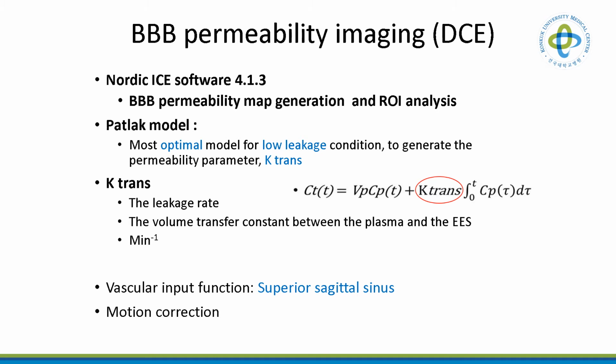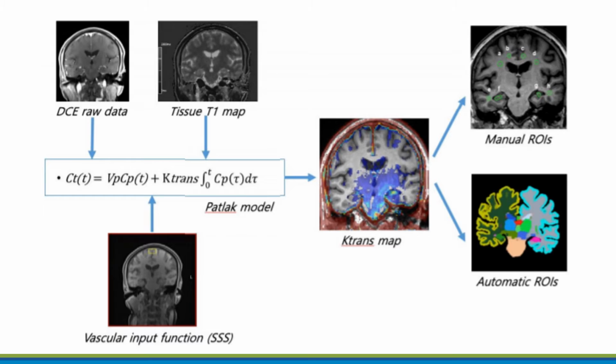We used Nordic ICE software in our analysis. For calculation of BBB permeability, we used K-trans, which is a leakage rate. And to generate K-trans, we used the Patlak model. From the generated K-trans map, we drew ROI manually and also automatically. In this method, we calculated BBB permeabilities for each region of the brain.